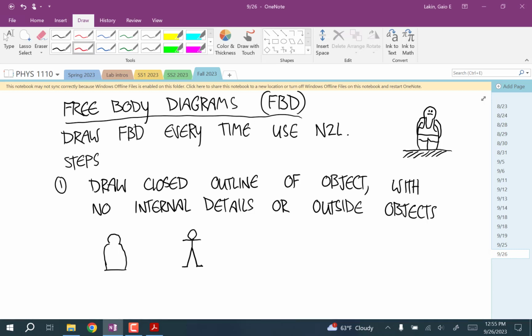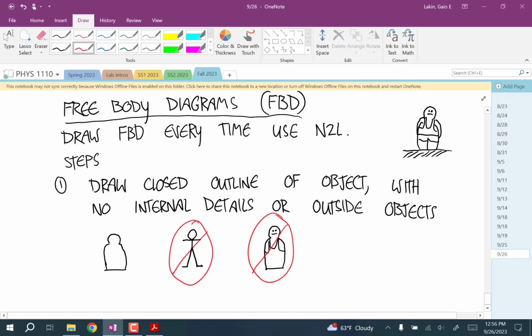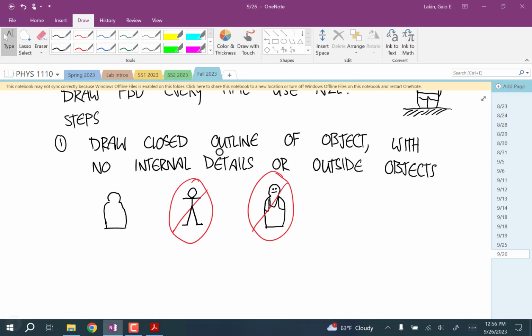What about that? No, that's not an outline. The problem is that what we're trying to be is very clear about what's inside the boundary and what's outside the boundary. So don't do this. Don't do this. All you want is that boundary. And don't do this.